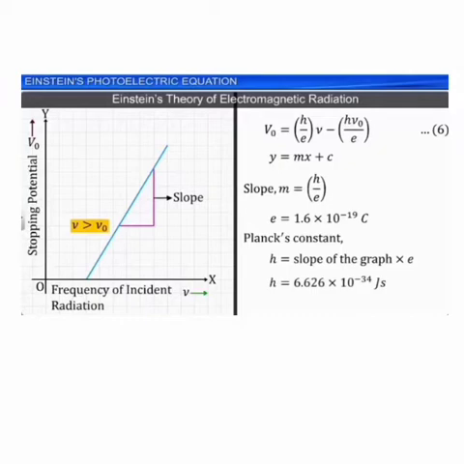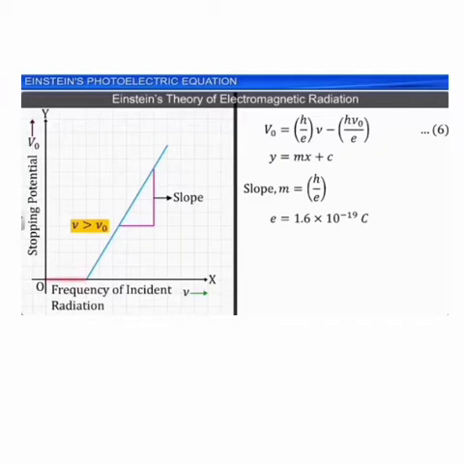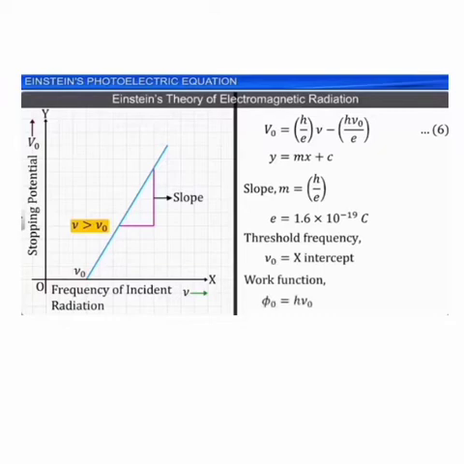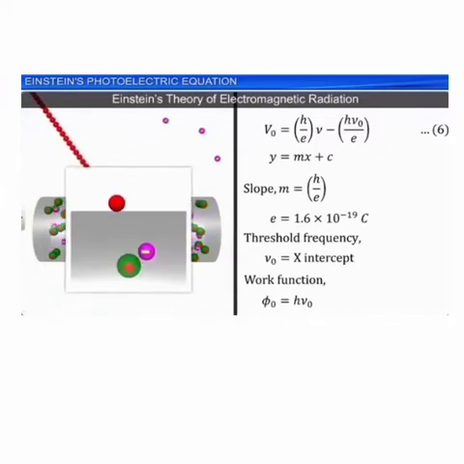The intercept on the x-axis provides the value of the threshold frequency, nu0. The work function of the given metal surface phi0 is equal to h nu0 can be determined since we know the value of Planck's constant h. Irrespective of the intensity of the radiation, the photoelectric emission is an instantaneous process, as was experimentally verified.